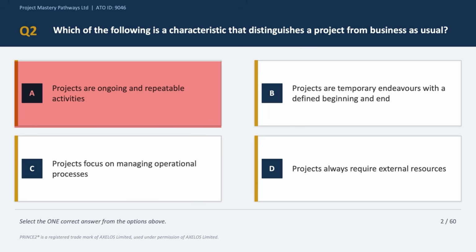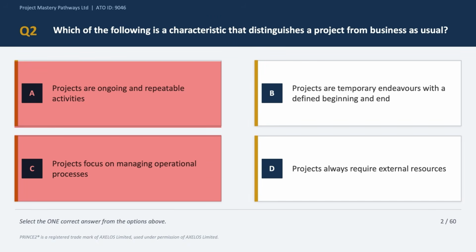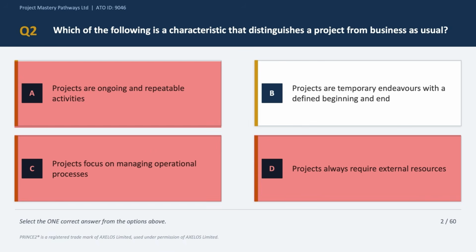Option C says projects focus on managing operational processes. Again, this is describing business as usual. So option C is incorrect as well. Option D says projects always require external resources. It might seem logical on the surface, but PRINCE2 does not define this as a characteristic of a project. Projects can use entirely internal resources or entirely external resources depending on the complexity and the ecosystem. So option D is incorrect as well.